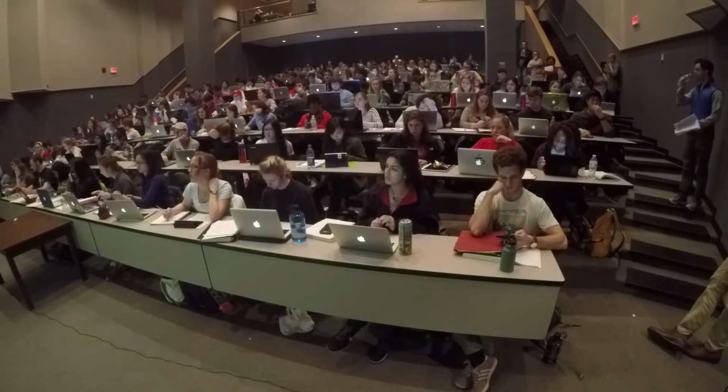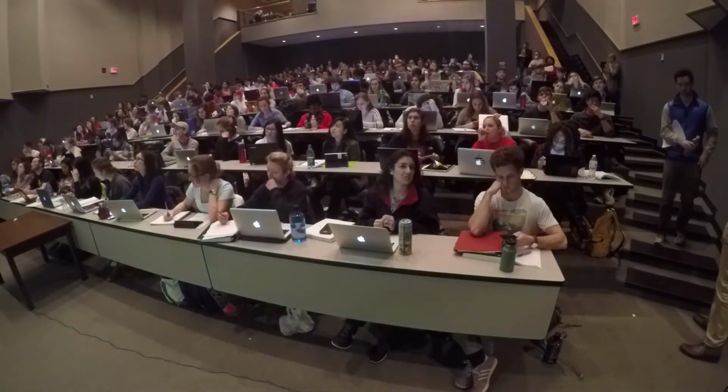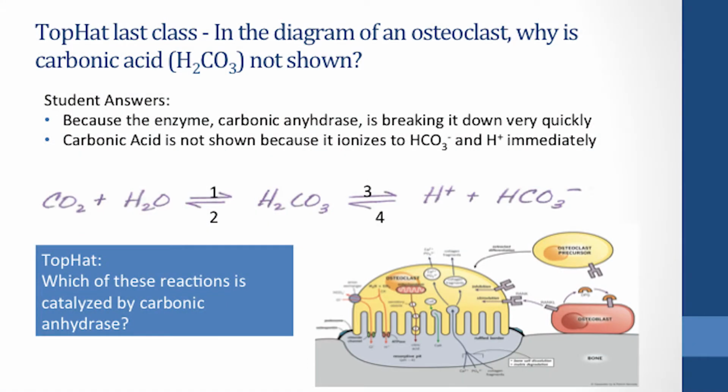All right, and so the reason I'm asking you this while you're responding is that last class I asked you this. In the diagram of an osteoclast, why is carbonic acid not shown? Some of you said because the enzyme carbonic anhydrase is breaking it down very quickly. Is that true? Some of you said carbonic acid is not shown because it ionizes immediately. Okay, so let's think about these two answers, two quite different answers. And the question I'm asking you on top hat now, which of these reactions, 1, 2, 3, 4, is catalyzed by carbonic anhydrase, will help you decide between these two.